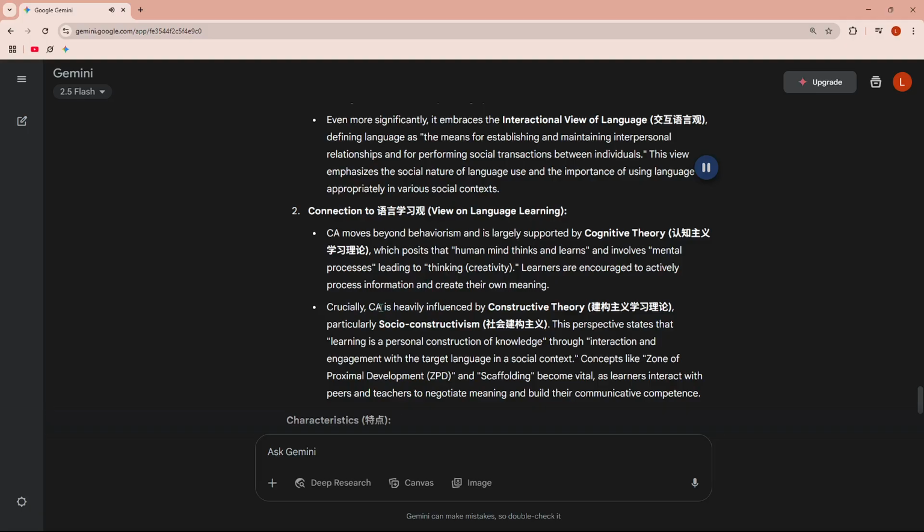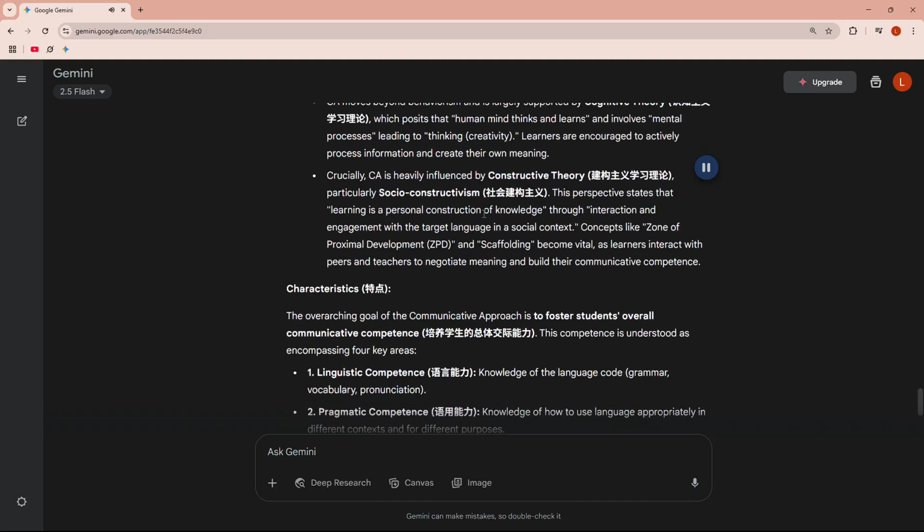Crucially, CA is heavily influenced by constructive theory, Jiango Zhu Yi Shui Shi Li Lun, particularly socio-constructivism, Shi Wei Jiango Zhu Yi. This perspective states that learning is a personal construction of knowledge through interaction and engagement with the target language in a social context. Concepts like zone of proximal development, ZPD, and scaffolding become vital as learners interact with peers and teachers to negotiate meaning and build their communicative competence.